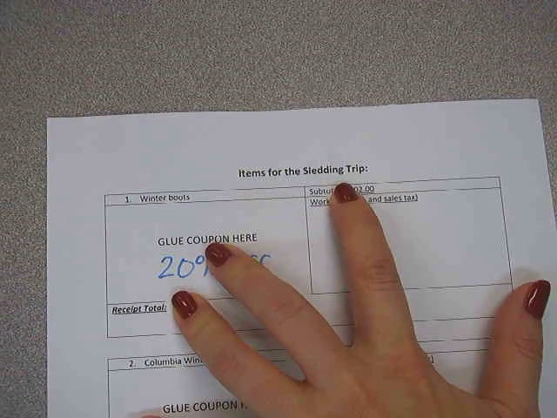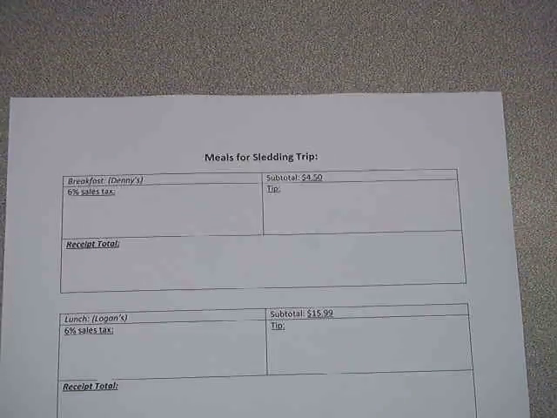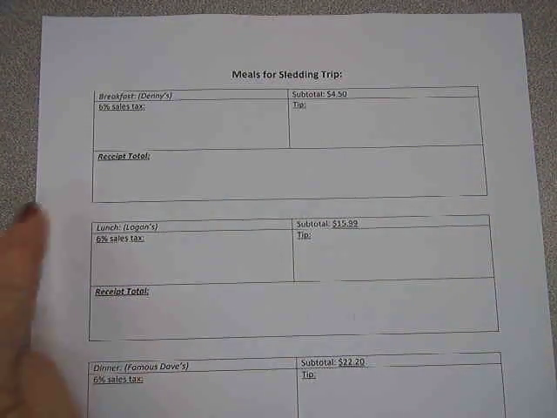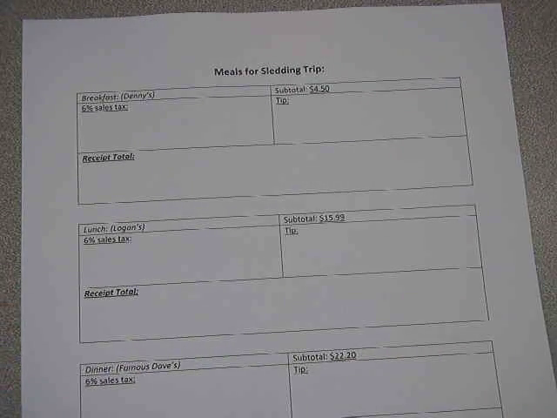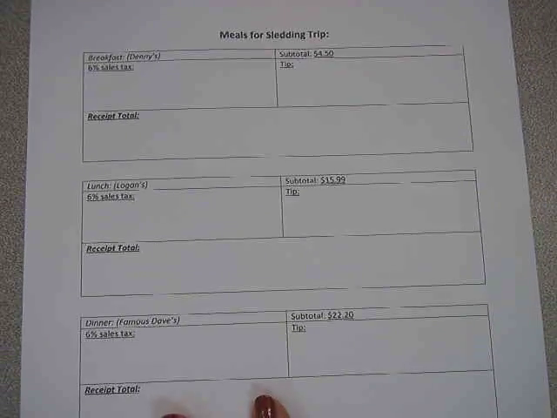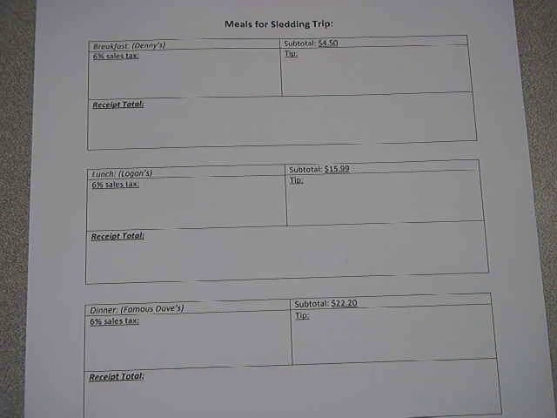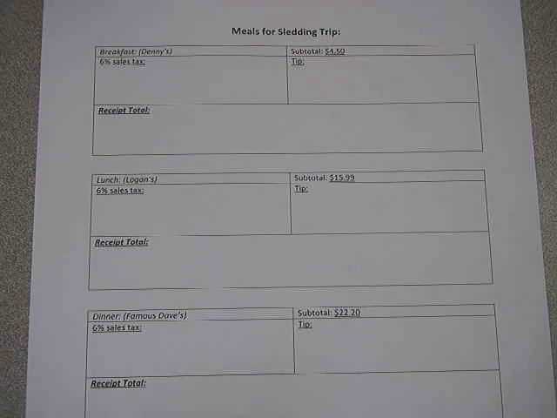You're first going to have to purchase some items for a sledding trip, and then while you're out sledding, you've got to also purchase breakfast, lunch, and dinner. So this is going to be a really good review of doing sales tax, tip, and applying discounts with coupons. I'm going to do one on each side with you in this video, and then you're going to complete both sides showing all of your work.